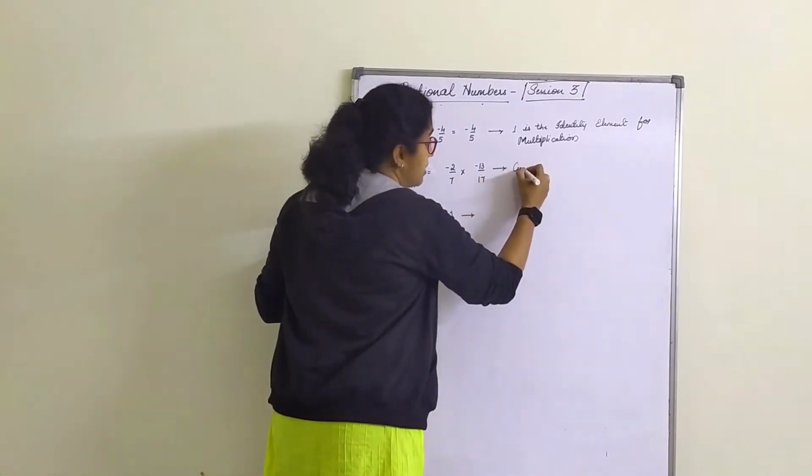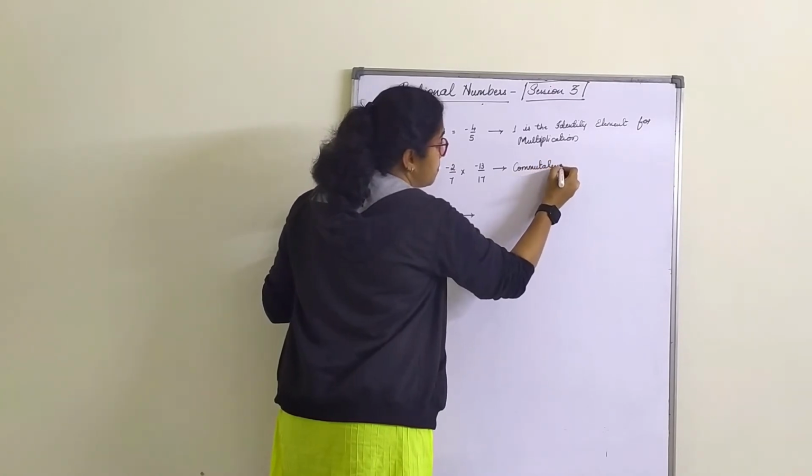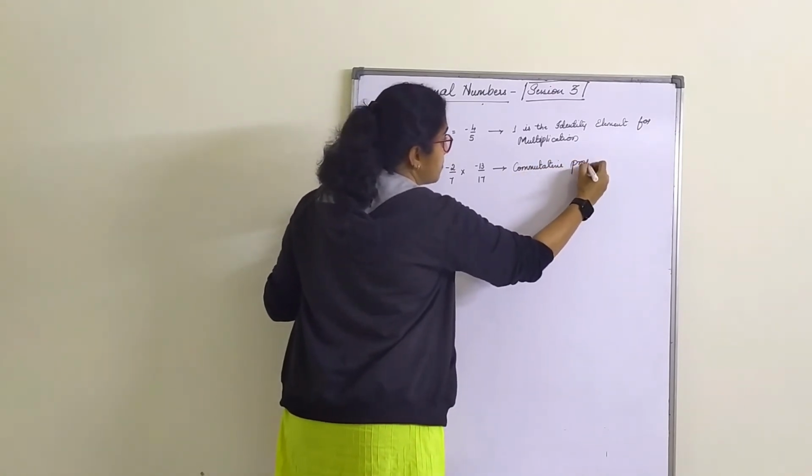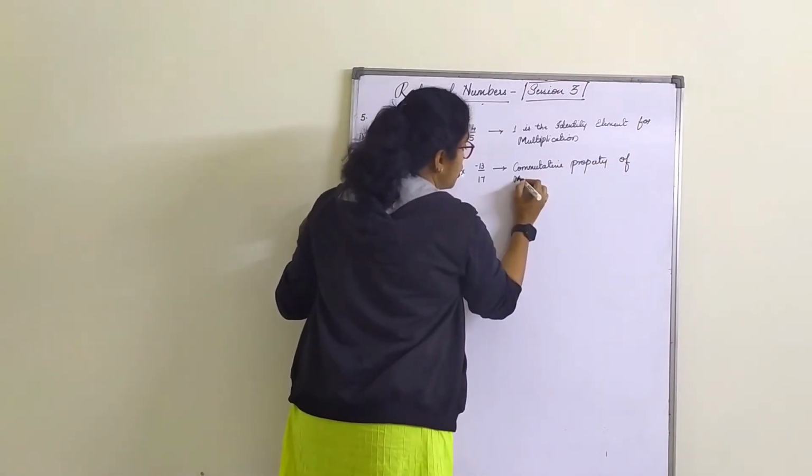So this is commutative property of multiplication.